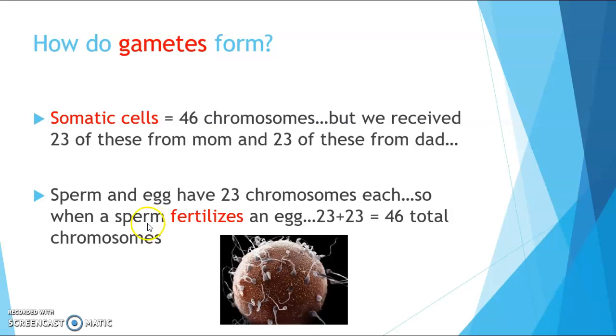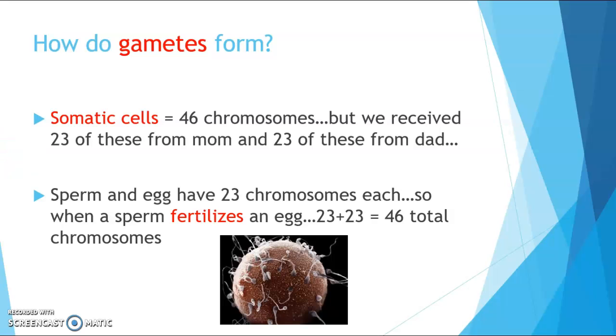So whenever a sperm fertilizes an egg, which is kind of what we see going on here, we're essentially having a fusion between the egg and the sperm. These two cells combine and they form one cell. So when we take 23 from the sperm plus 23 from the egg, that gives us 46 total chromosomes. We now have one cell with the total number of chromosomes that an individual would have.